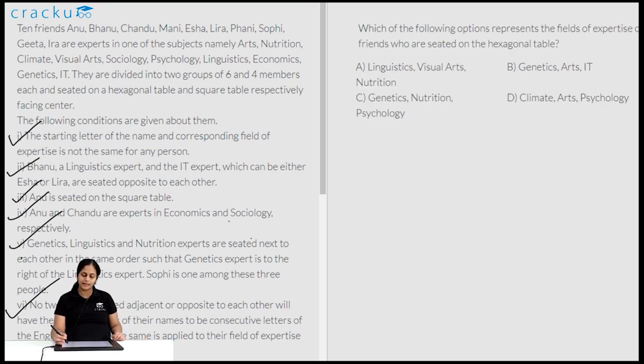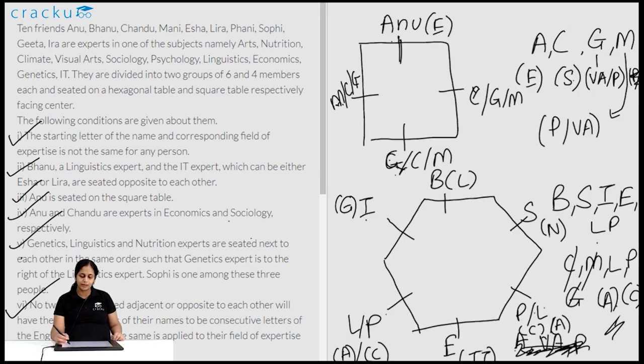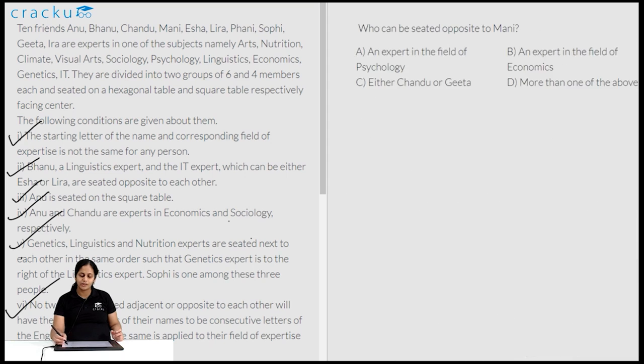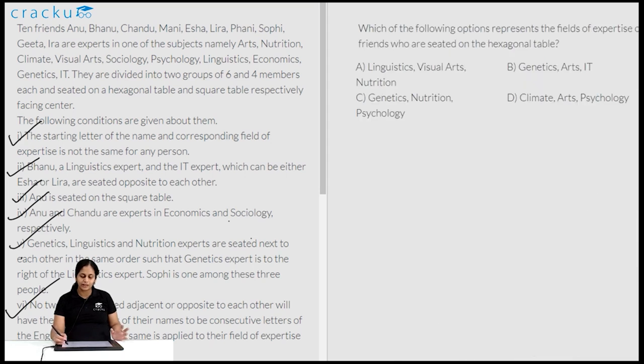Now let's take a look at the second question. Which of the following options represents the fields of expertise of the friends who are seated on the hexagonal table? So let's take a look at the hexagonal table. It has people with genetics, linguistics, nutrition, arts, climate, IT. What it doesn't have is economics, sociology, visual arts and psychology. So any option that has those we can remove.